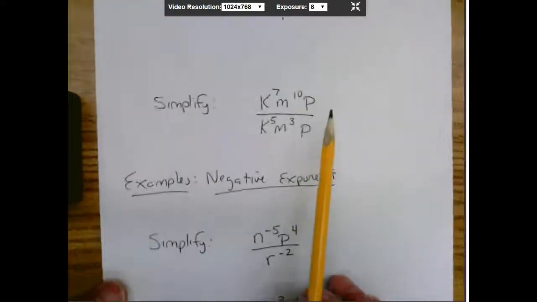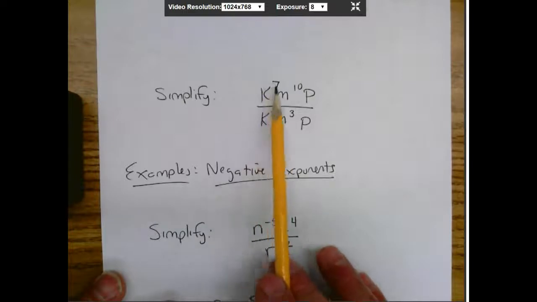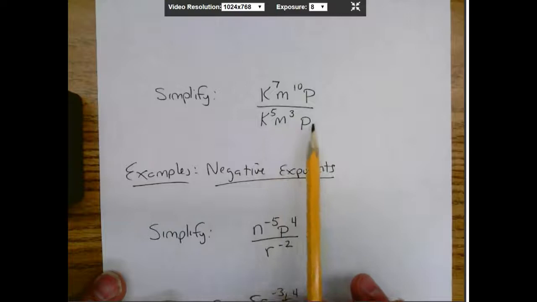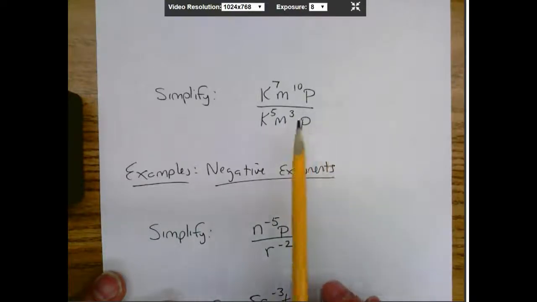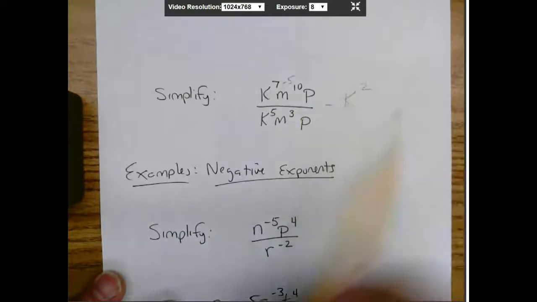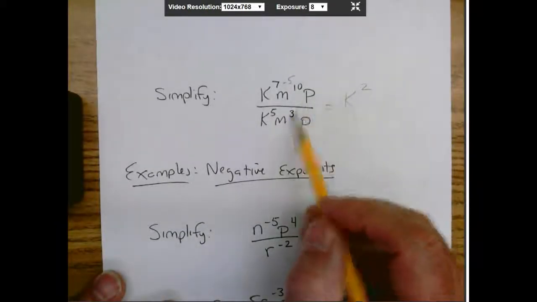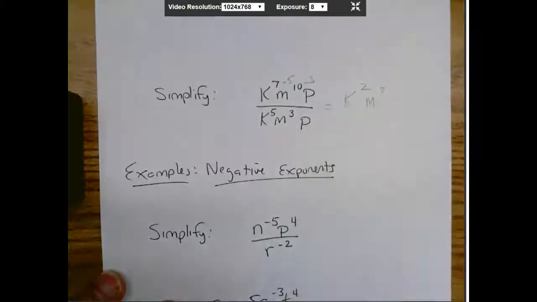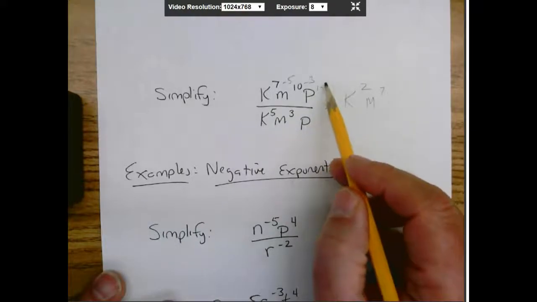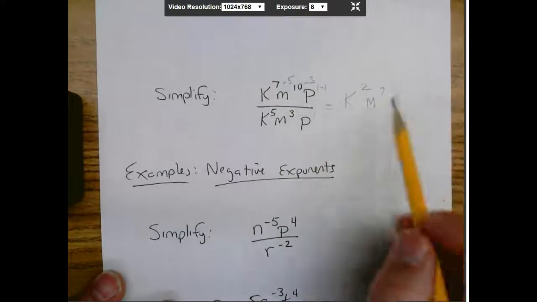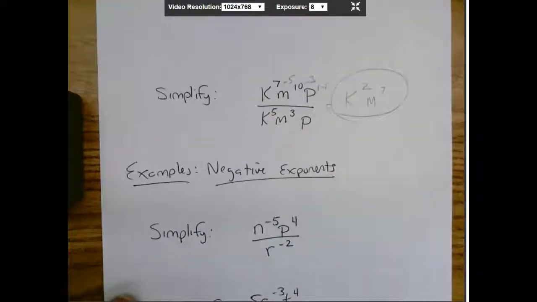We have another one here: k to the seventh times m to the 10th times p over k to the fifth, m to the third times p. Here we're going to have 7 minus 5, so we get k to the second. Next, 10 minus 3 for the m, so we have m to the 7th. And then 1 minus 1 for the p, because these are both 1s, it's p to the 0, or 1, so we don't even have to state it. So k to the second, m to the 7th.